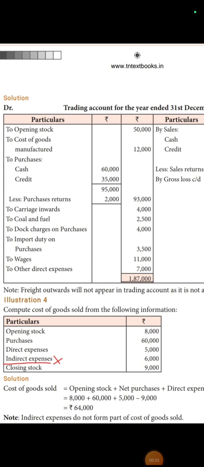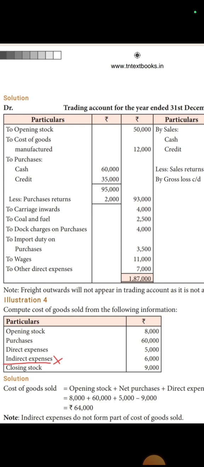In this video we are going to learn about 11th standard accountancy, unit 12, illustration sum number 4. Compute the cost of goods sold from the following information. The information is given below. Let's read: opening stock 8,000 rupees, purchases 60,000 rupees, direct expenses 5,000, indirect expenses 6,000, closing stock 9,000. What they ask is that we find out the cost of goods sold.